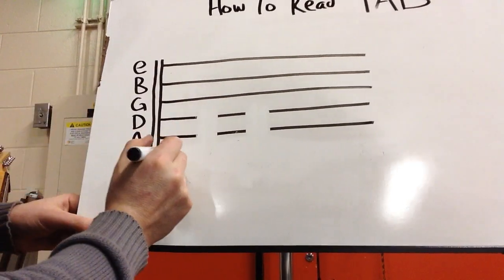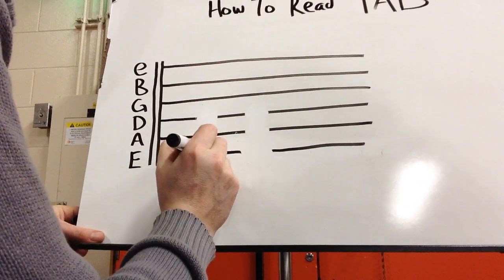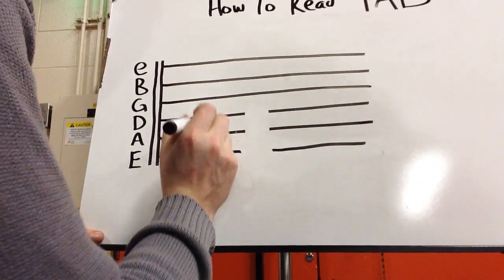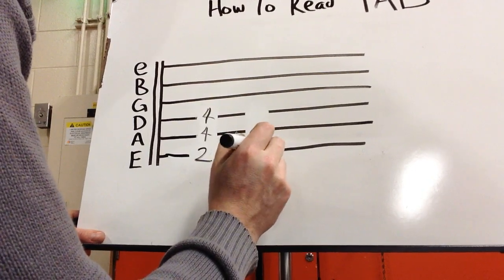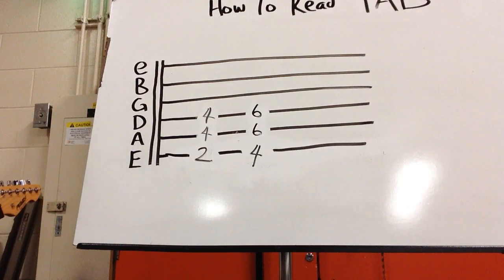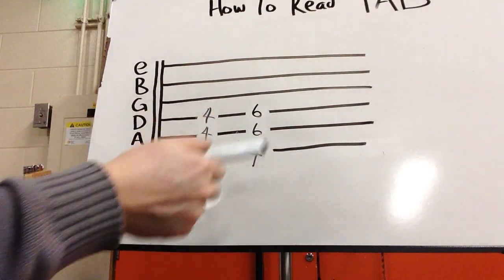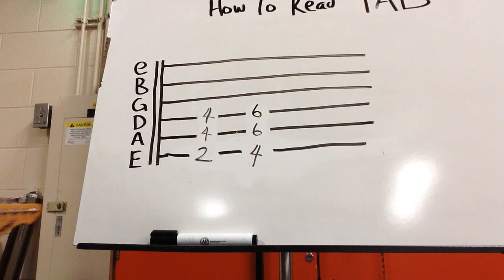Okay, so here's my strings. I'm going to have some numbers there, so I'm going to leave those spaces blank. I'm going to have a 2, 4, 4, and then here I'll have, let's go 4, 6, 6. Okay, so these are power chords anyways, and I'll play them for you.